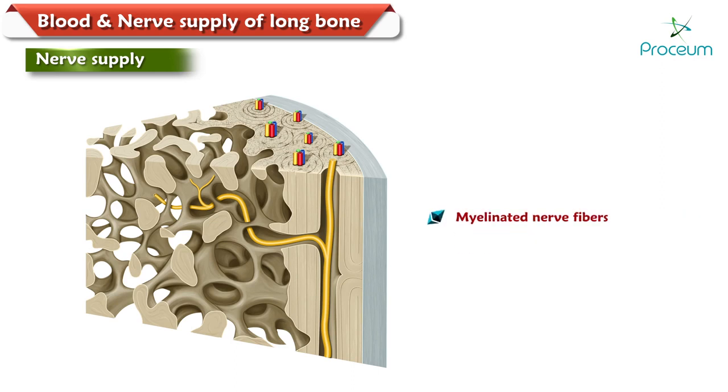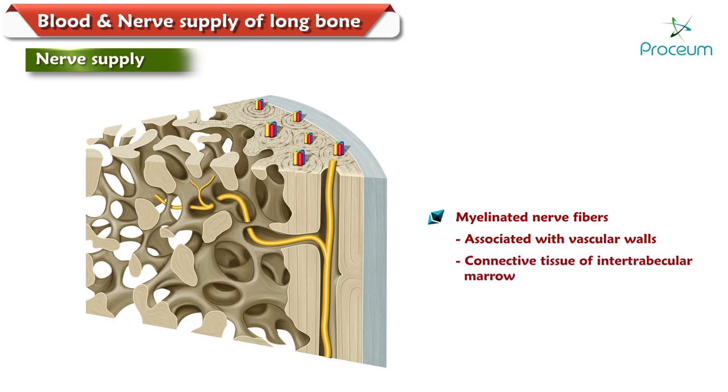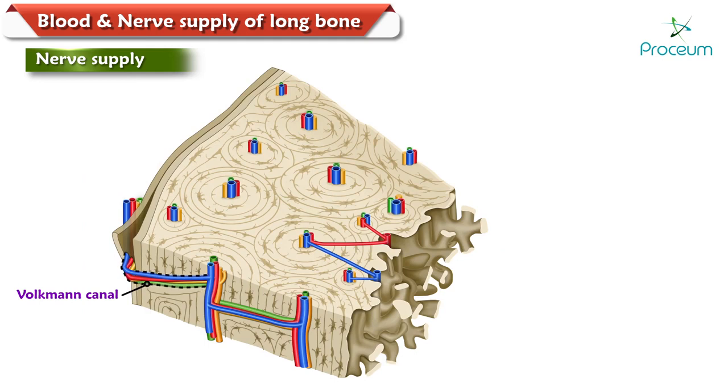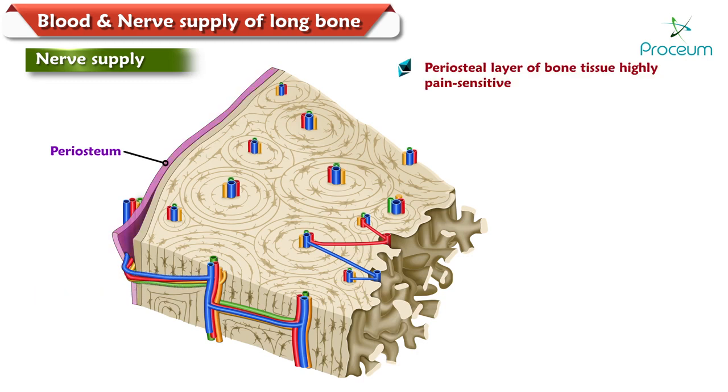Myelinated nerve fibers are usually associated with vascular walls, but may also be associated with the connective tissue of the intertrabecular fat or marrow. While the Volkmann's canals of the shaft receive nerve fibers from the overlying periosteum, the periosteal layer of the bone tissue is highly pain sensitive and an important cause of pain in several disease conditions causing bone pain like fractures, osteoarthritis, etc.